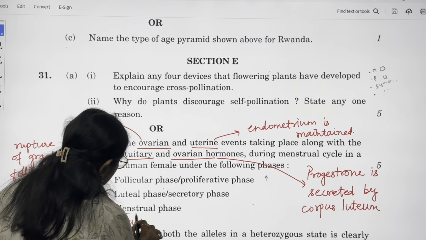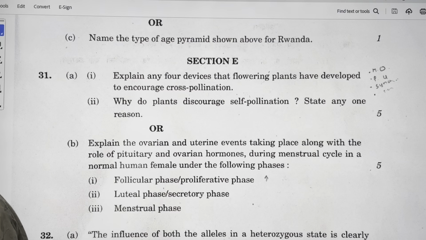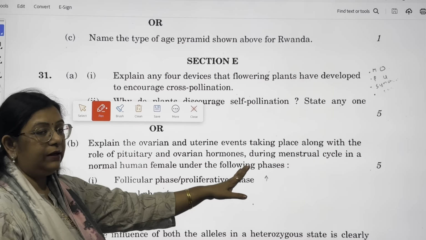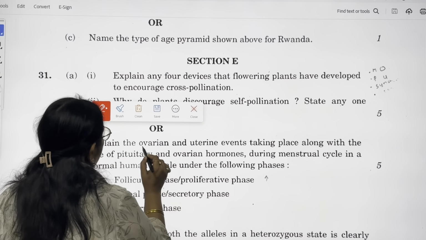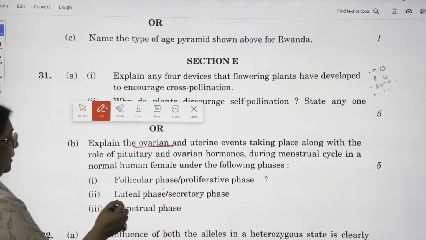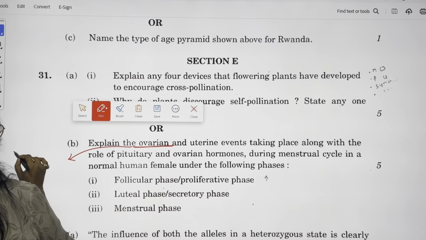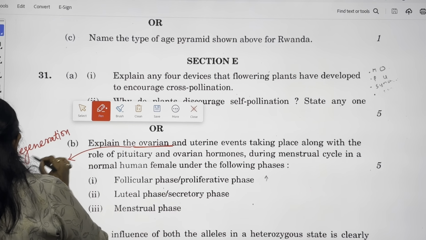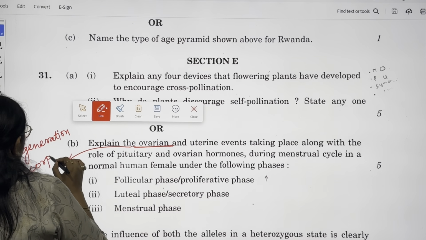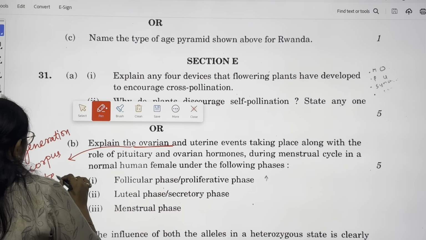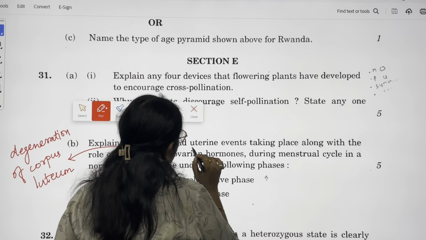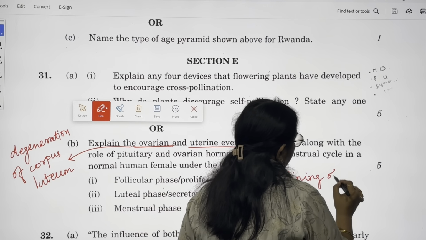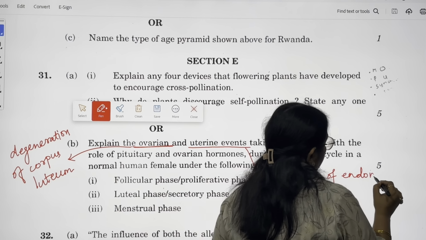And the last one is menstrual phase. So for menstrual phase, same ovarian event, uterine event, role of pituitary hormone, ovarian hormone. Now first is ovarian. Ovarian event, what happens? Degeneration of corpus luteum. Uterine event, the lining of endometrium breaks down.